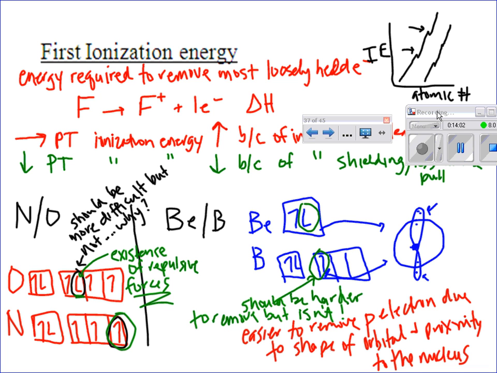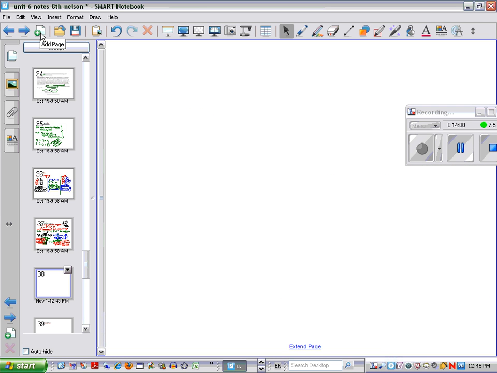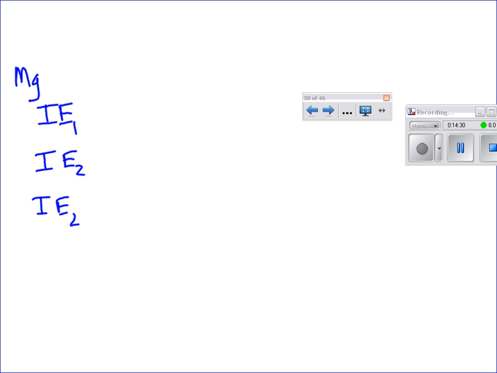Our next trend, and actually it's not another trend, I'm going to insert another blank page here. This is continued discussion of ionization energies. If we look at something like magnesium's first 3 ionization energies, meaning I take away 1 electron from magnesium, another electron, and another electron, you'll see a pattern. I'm making these numbers up, so please don't quote me.